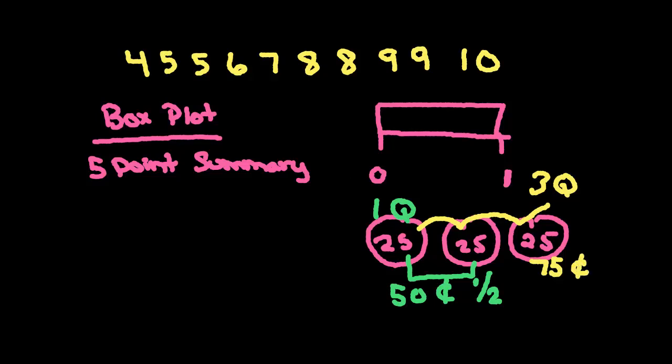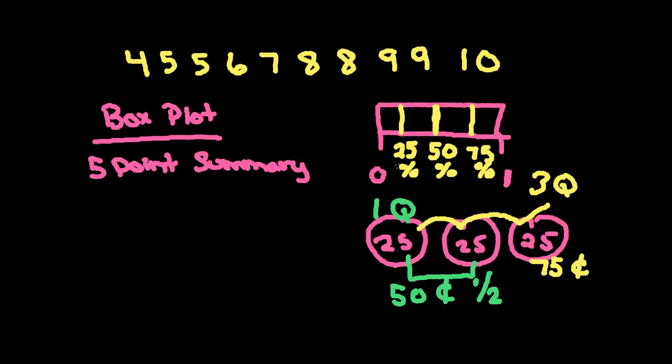of our dollar. So here is the middle of our dollar, and that's at 50 cents. And halfway between 50 cents and 0 is a quarter, or 25 cents. And halfway between 50 and a dollar is 75 cents. So with box plots, instead of money, we're looking at percentiles. So this is the 25th percentile, the 50th percentile, and the 75th percentile.